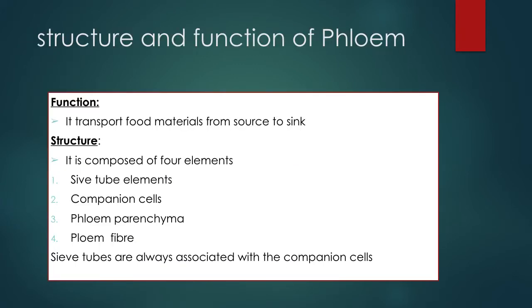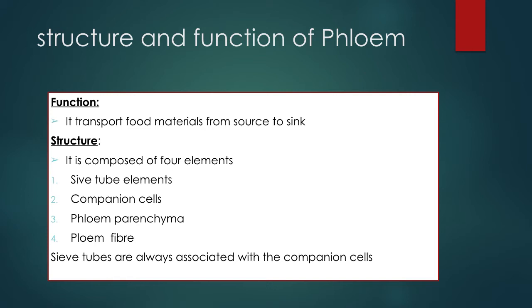Here you can see the structure and function of the phloem. You just go through the points, you will understand. Mainly they are sieve tube, companion cell, phloem parenchyma and phloem fiber. It conducts the food from source to sink. The source and sink also I explained. Source means where the production is happening, and sink means where it is stored or where it is transported.